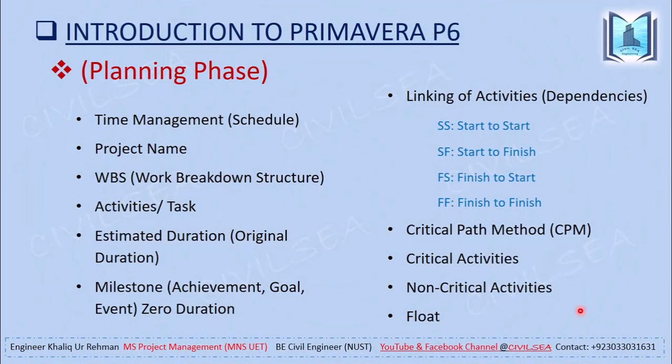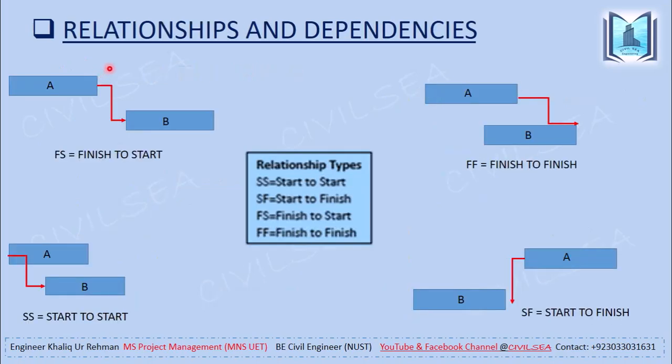Planning phase: time management, schedule, project name, work breakdown structure, activities, estimated duration, milestone has 0 duration, linking of activities or dependencies. There are 4 types of dependencies: start to start, start to finish, finish to start, finish to finish. These are also called relationships. Critical path method, critical activities, non-critical activities, relationship and dependencies.